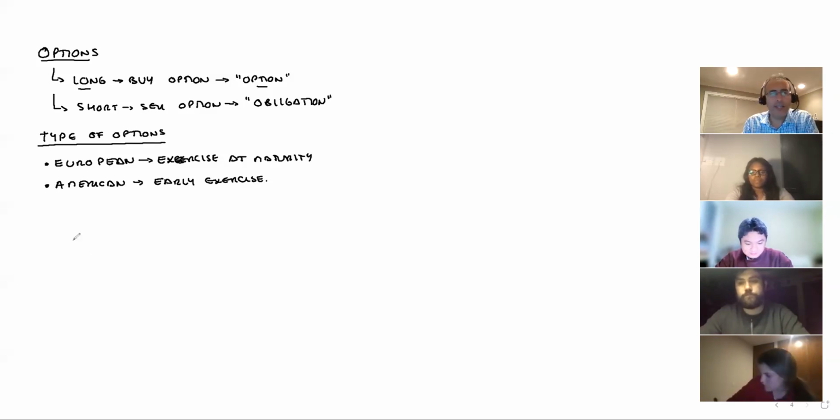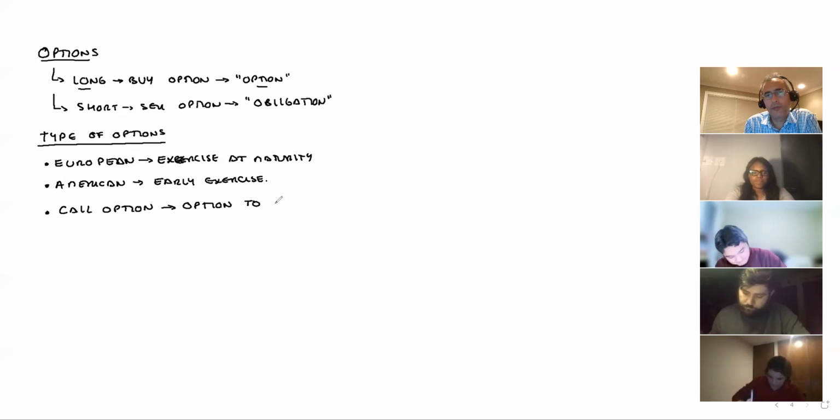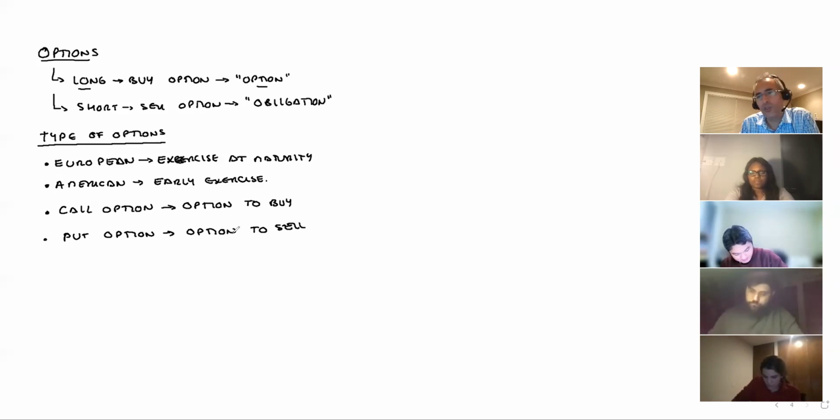Then we can also distinguish between the ones that we are going to do. Call options, that is basically an option to buy. And then we have the put option, that is basically an option to sell.